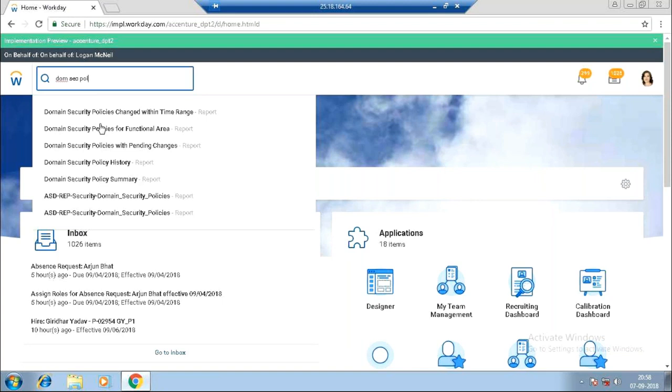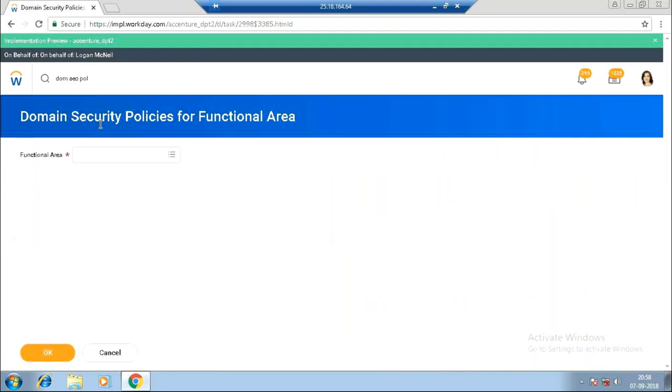Arun, one more question. We can initiate any process from proxy also, right? It's not restricted to anything? No, no. It's more like I have logged in as Logan McNeil now.